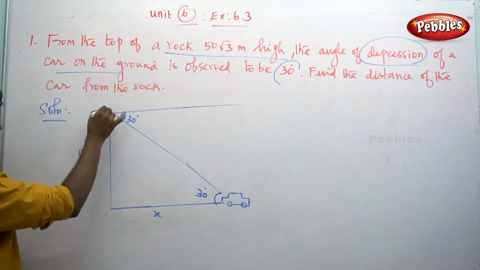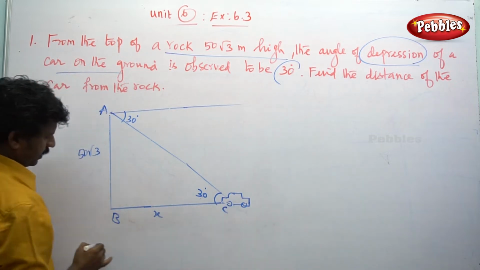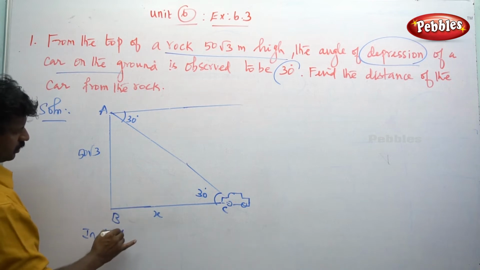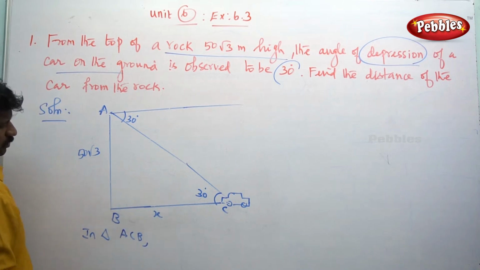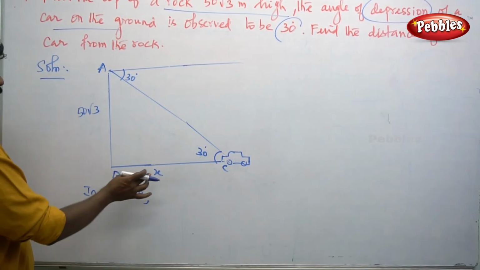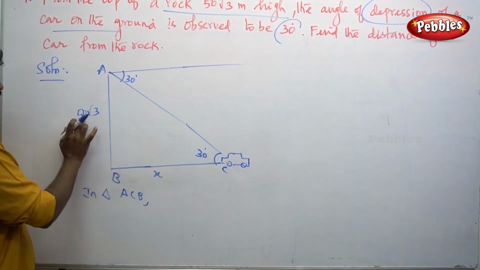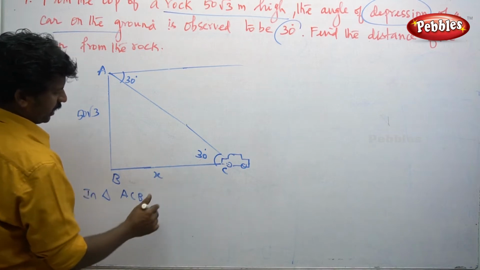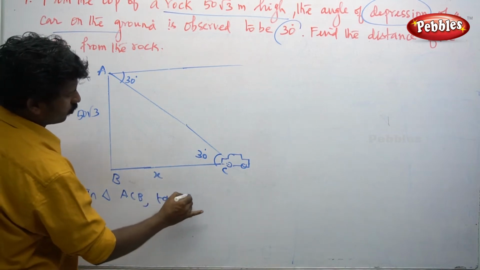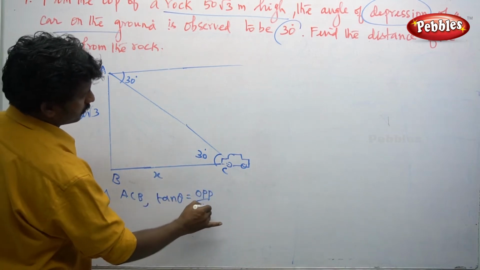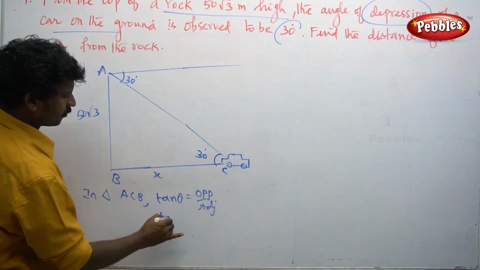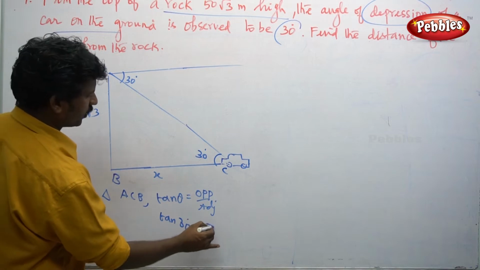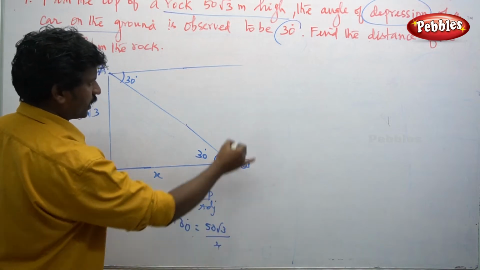Now give the name: triangle ABC. Which triangle? ABC, right? So ACB. Okay, now look, what did we find out? What is x here? What is given? I mean the opposite side is given, we have to find out the adjacent side. So tan theta is equal to opposite by adjacent. What is theta here? The 30 degree is equal to opposite 15 root 3 by adjacent x.